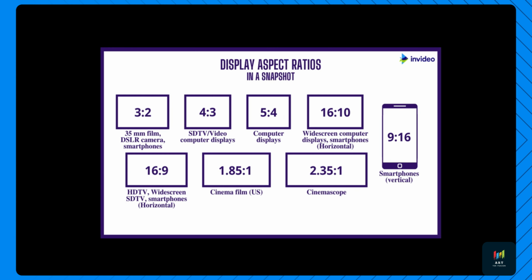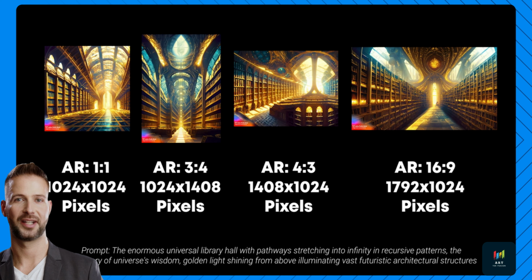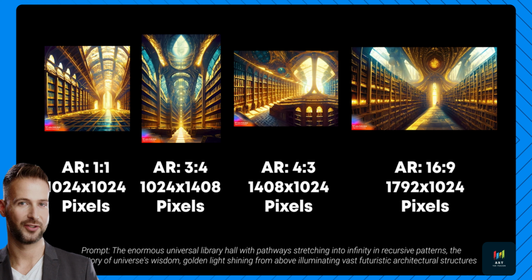So here you can see some common aspect ratios and what they are used for. 16:9 is typically going to be the best for your normal horizontal screens, and for instance if you want to create a thumbnail for a YouTube video or a welcome image on your website. Then here I went ahead and generated 4 images in different aspect ratios and looked at their resolution.